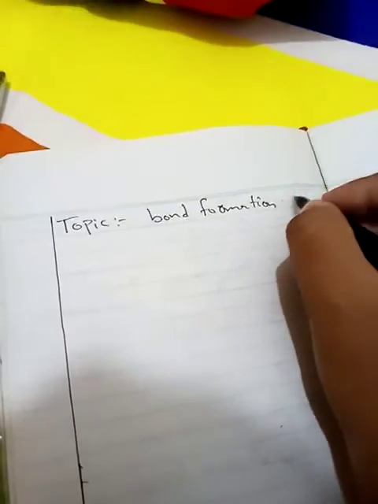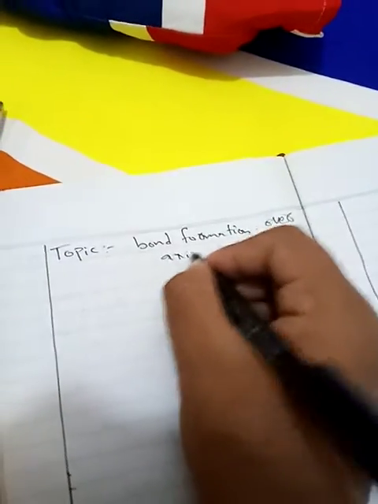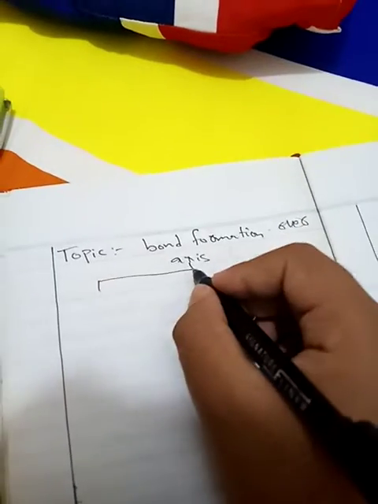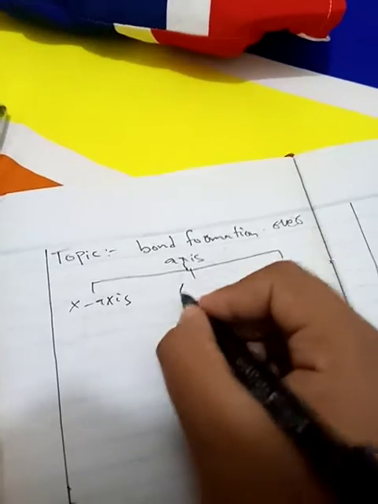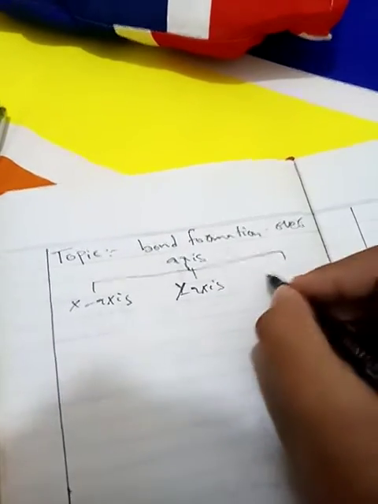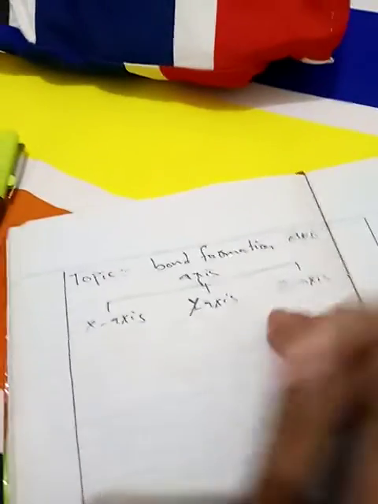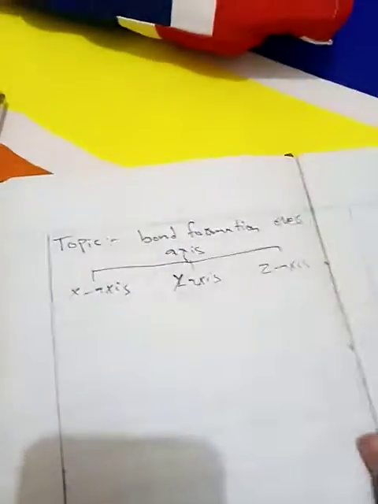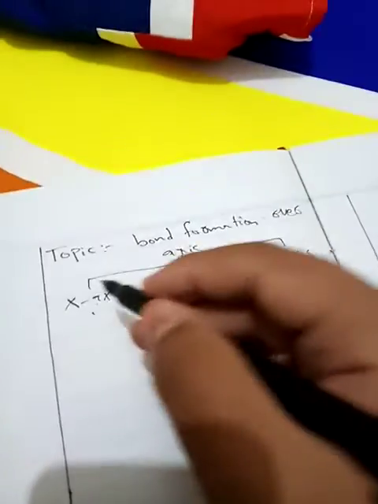So today our topic is bond formation over axes. We have three types of axes: x-axis, y-axis, and the last one is z-axis. There are a lot of shapes which are based on these three axes. This one is the x-axis, this one is the y-axis, and the last one is the z-axis. So let's go with the bond formation over an x-axis.